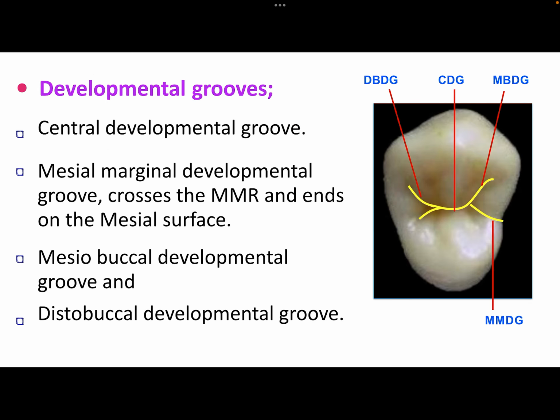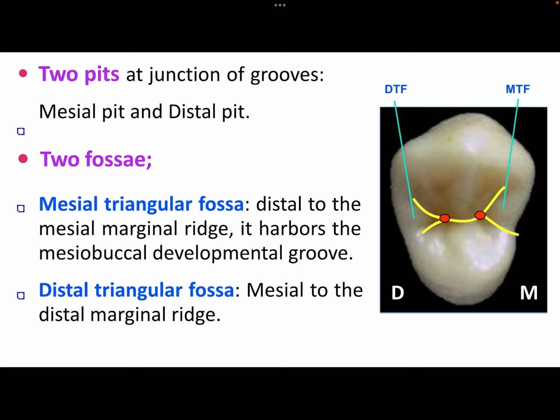From the occlusal aspect, other features that can be seen include developmental grooves: the central developmental groove, the mesial marginal developmental groove that crosses the mesial marginal ridge and ends on the mesial surface, then the mesiobuccal developmental groove and the distobuccal developmental groove. Then 2 pits can be seen, a mesial pit and a distal pit at the junction of the grooves. Then 2 fossae, a mesial triangular fossa and a distal triangular fossa.